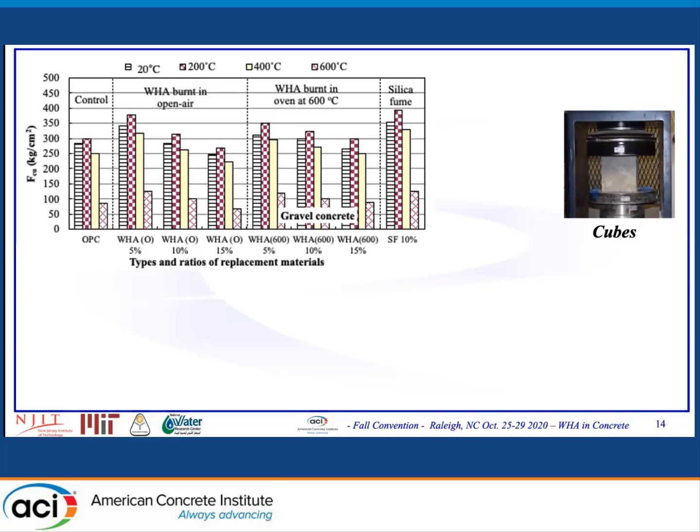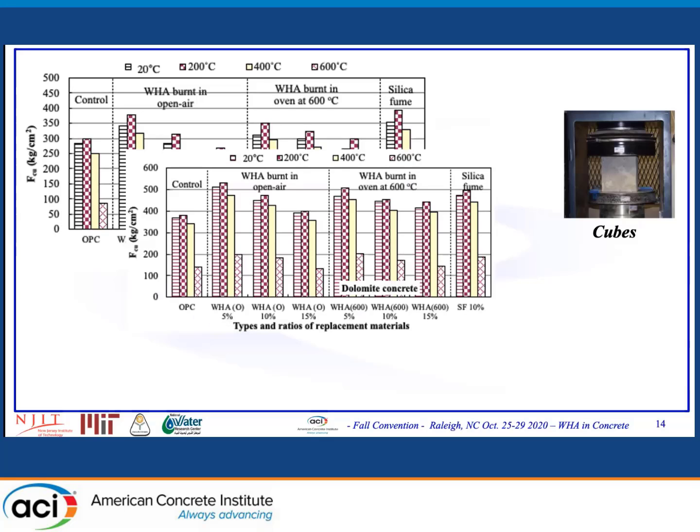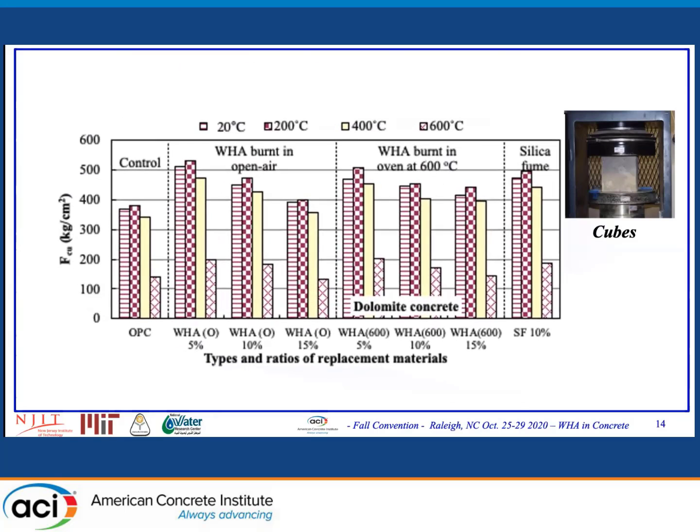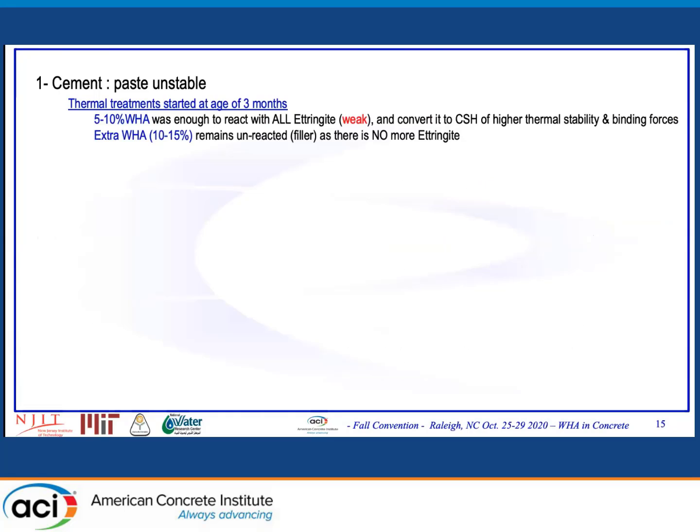So the compressive strength showed enhanced performance of the concrete containing the ash relative to the ordinary Portland cement. And this is the main observation from these figures: between 5 to 10% of water-hyacinth ash was enough to react with all the ettringite formed in the system.